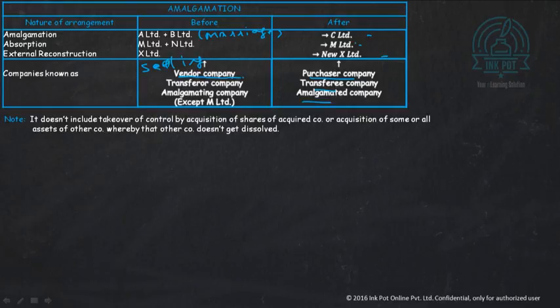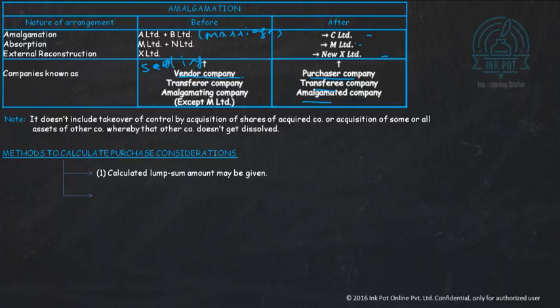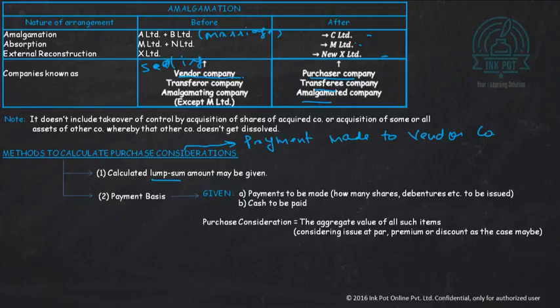If you are talking about purchase consideration, what do we mean by purchase consideration? Purchase consideration is nothing but the payment made to vendor companies. Now there are mainly two methods to calculate it. Number one, the lump sum method, when a lump sum amount is given to them, and the next one is the net payment method. Net payment method includes whatever payment is being made to the owners.